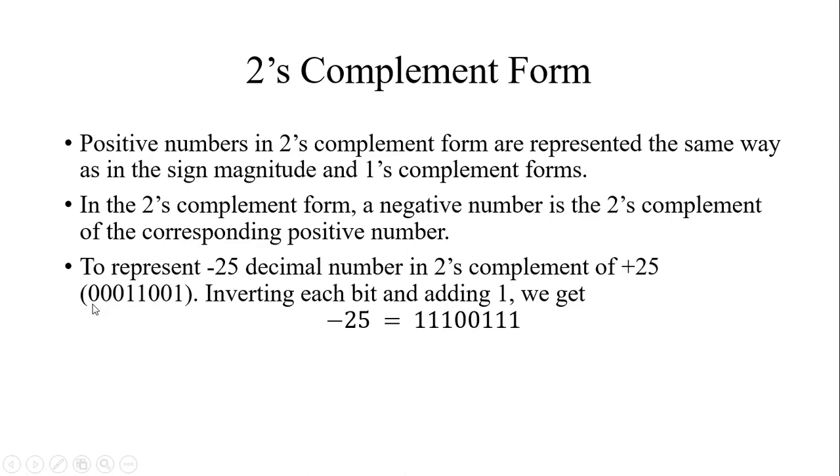Again, this represents the sign bit. Invert each bit to take its complement and add 1 to get its 2's complement. So this is the representation of minus 25 in 2's complement form. This is the 2's complement of the binary of plus 25.